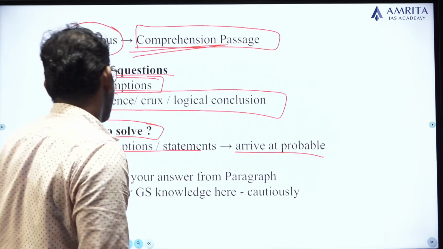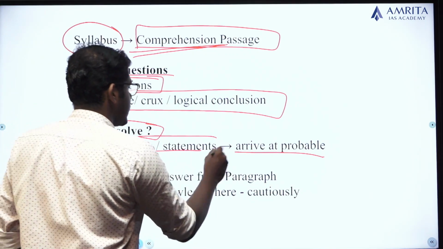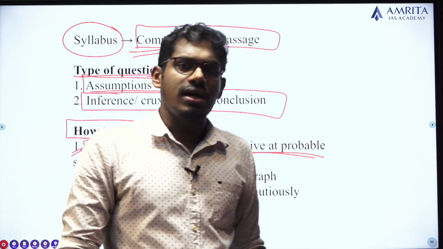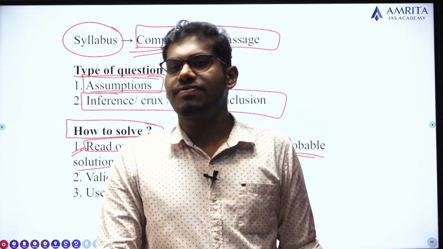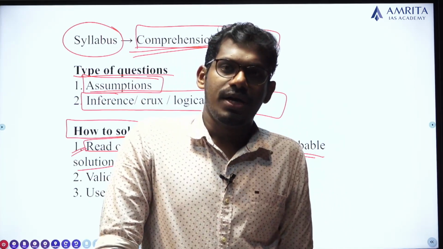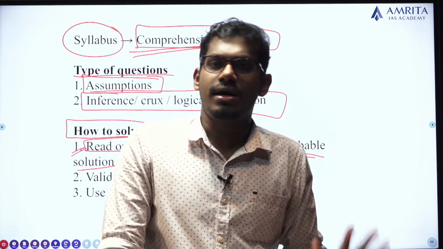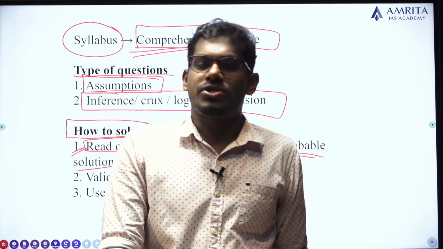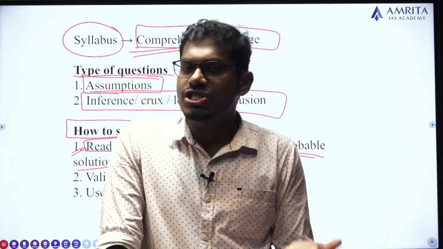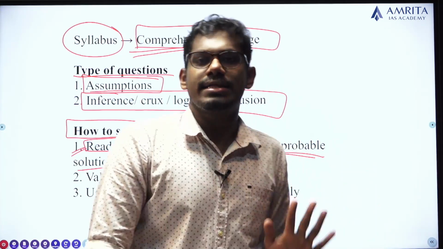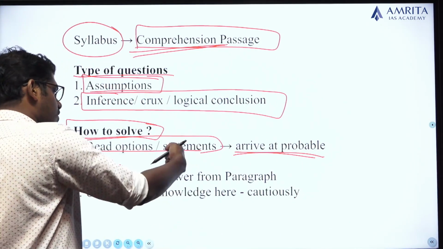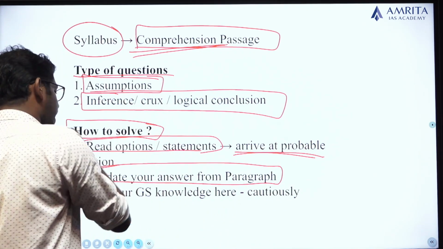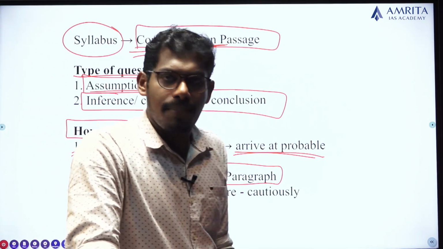Okay, so the first one is to read the options or statements, then arrive at a probable solution. Then, if you have any doubt regarding two options, you are stuck with option B or C, and you haven't read the paragraph till now. If you have confusion regarding two options, then that confusion can be solved by reading the paragraph. So if you have any conclusion while reading the options, you can reach the right answer by reading the paragraph.